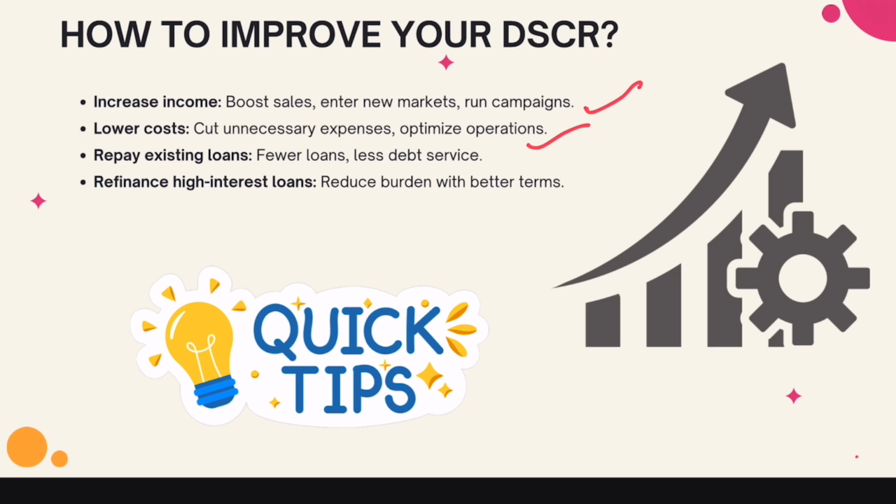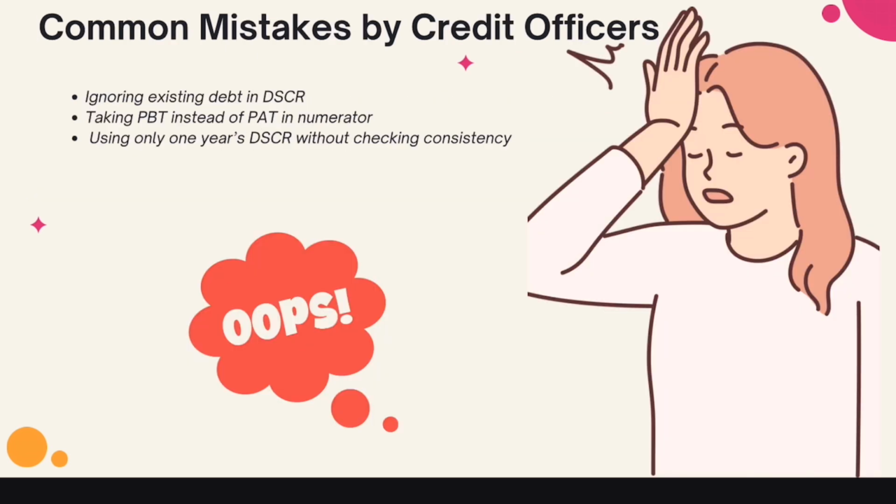So what are the common mistakes that credit officers make? They ignore existing debt in DSCR. I have seen this many times in my so many years of service. If they have to calculate DSCR, they always take the new loan into account. They ignore the previous one, its principal repayment or its interest repayment. They never take it. So credit officers, I advise you, kindly do not ignore the existing debt in DSCR.